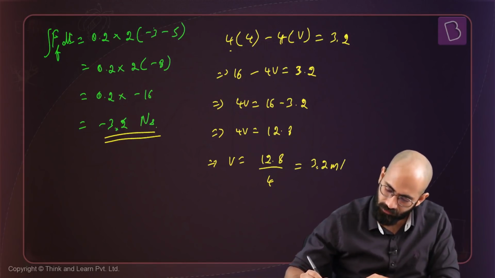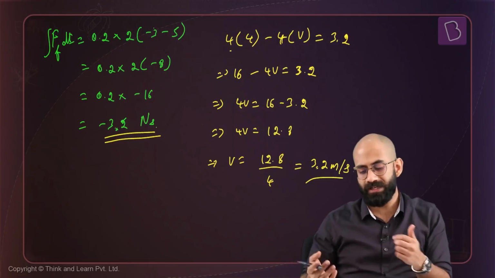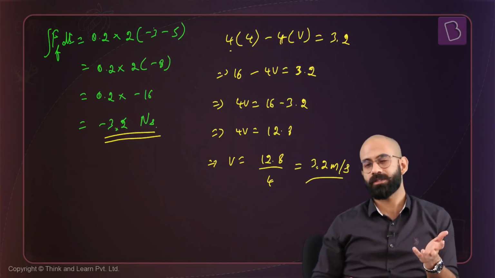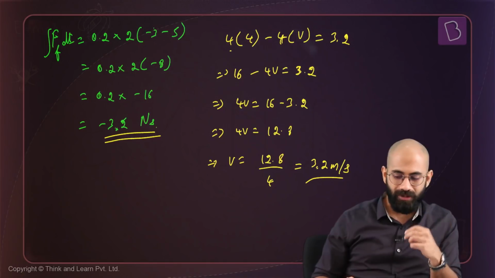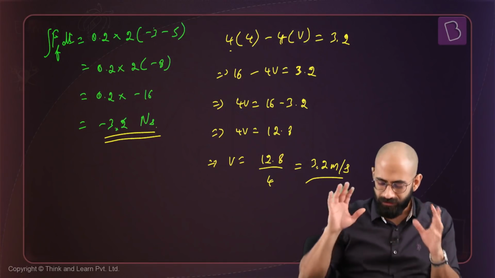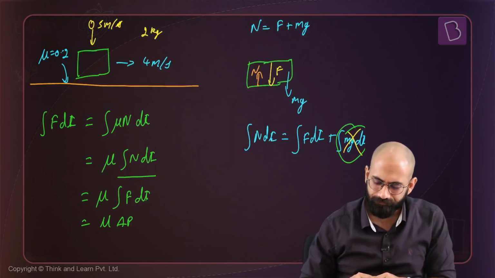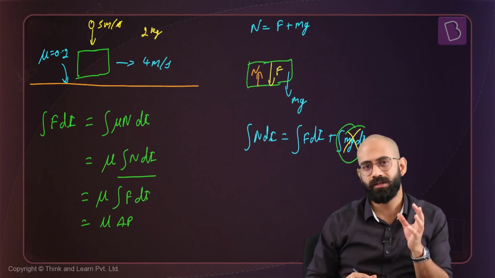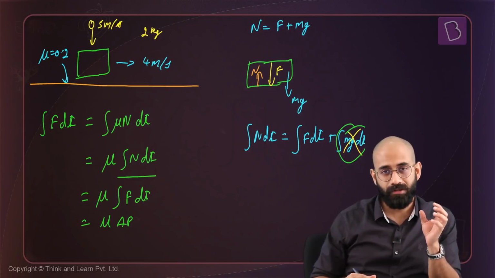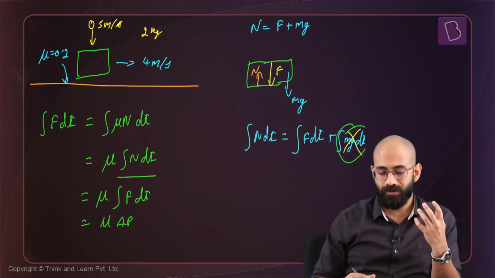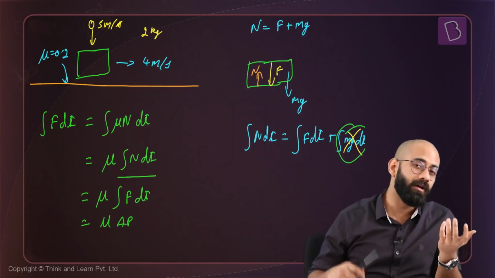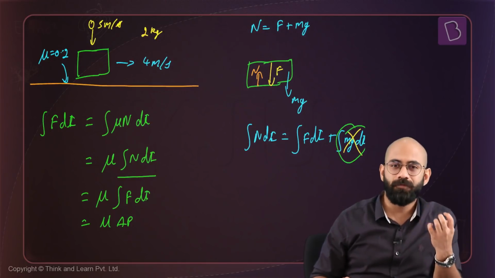Surprisingly, we get 3.2 meters per second. So the final speed will be 3.2 meters per second. So it will reduce from 4 to 3.2 meters per second. So just to give you a quick recap, if this was a little confusing: initially we saw that the block is reducing in speed, and that's happening because of a change in impulse, or change in momentum, or an impulse from frictional force.